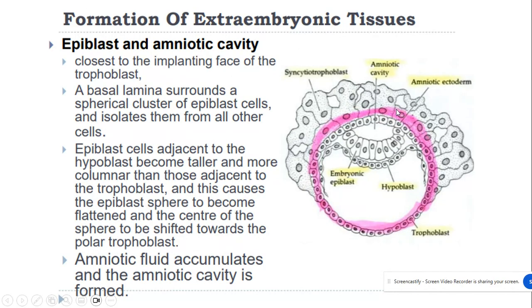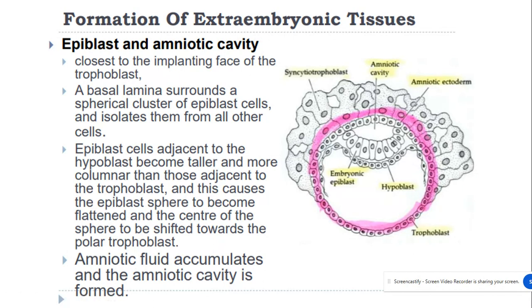Formation of extraembryonic tissues. Epiblast and amniotic cavity. Closest to the implanting phase of the trophoblast. We are talking about the epiblast and amniotic cavity here. A basal lamina surrounds a spherical cluster of epiblast cells and isolates them from all the other cells. Epiblast cells adjacent to the hypoblasts become taller and more columnar than those adjacent to the trophoblast, and this causes the epiblast sphere to become flattened and the center of the sphere to be shifted towards the polar trophoblast. Amniotic fluid accumulates and the amniotic cavity is formed, right? So now we have an amniotic cavity.